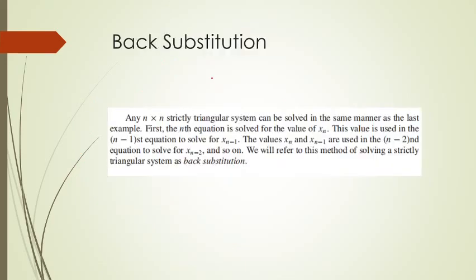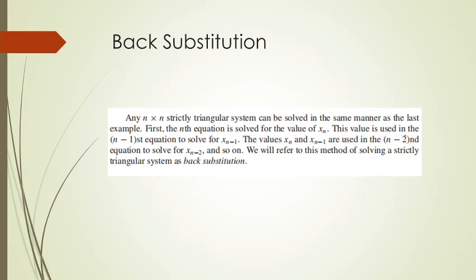So what is the method we are doing here? That is called back substitution. Back substitution: start with the last equation, the third one, then go back to the second one, then go back to the first one. Any n by n strictly triangular system can be solved in the same manner as the last example. First, the nth equation is solved for the unknown xn. We solve xn first.